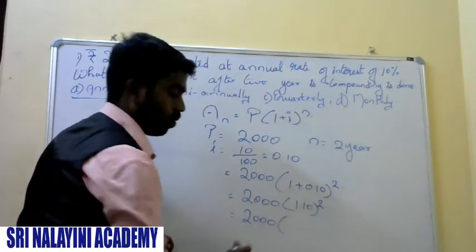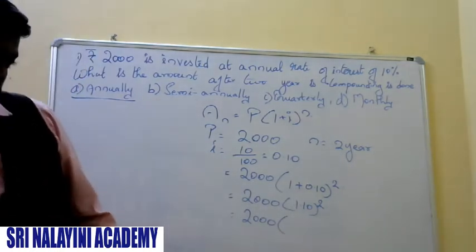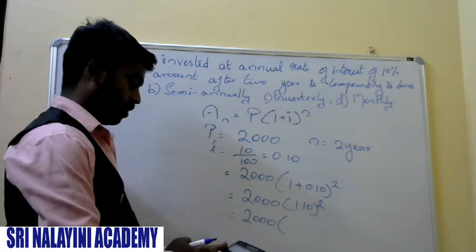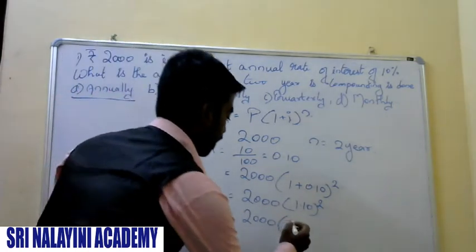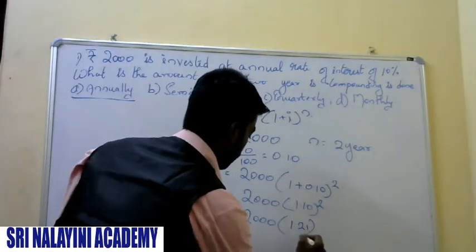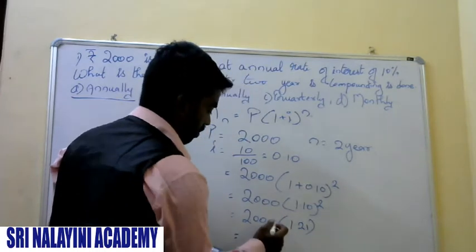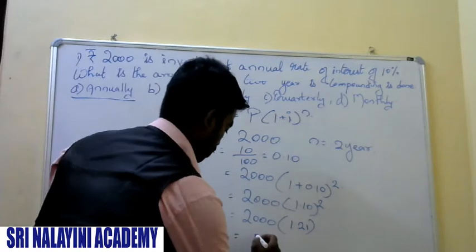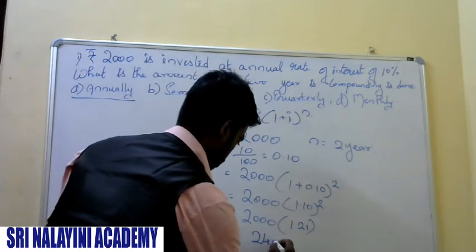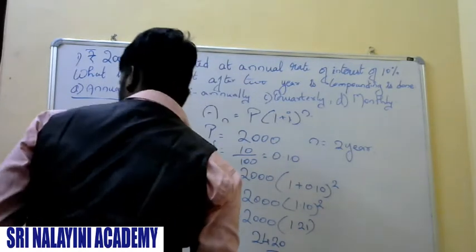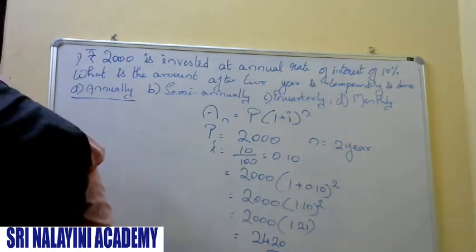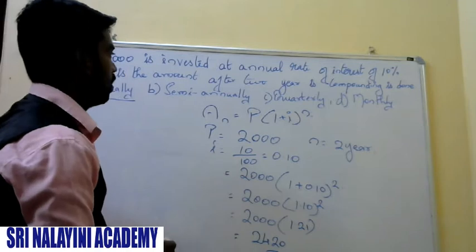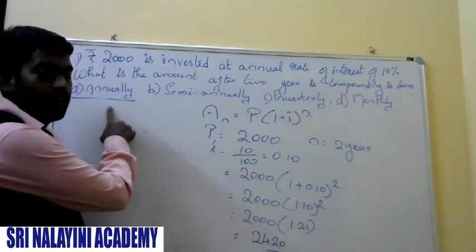2000 into 1.10 into 1.10. We will get 1.21. Multiply that with 2000 and you will get 2420. This is the final answer. Please take notes. Done for annually.